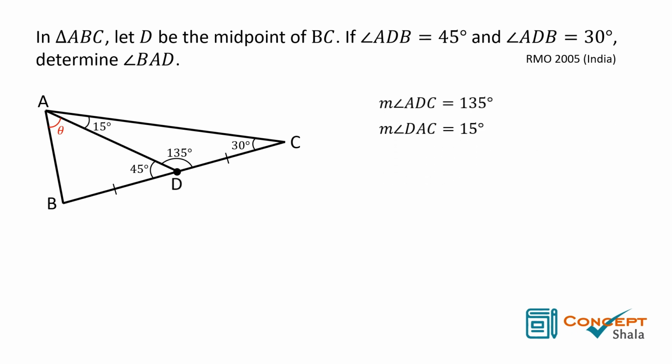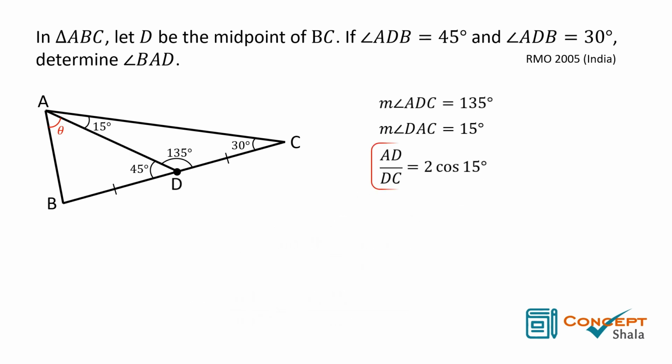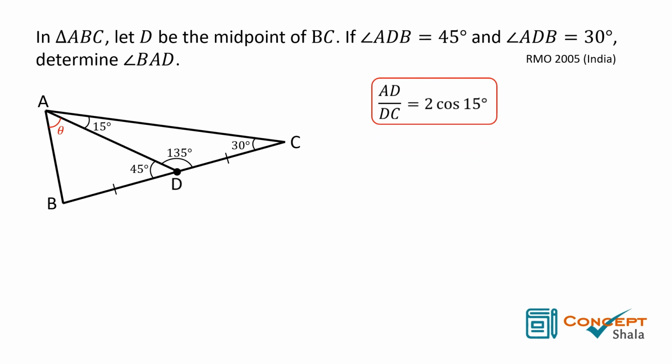Let's maintain focus on triangle ADC and use the sine rule to write sine 30 degrees over AD will be equal to sine 15 degrees over DC. So AD over DC is equal to sine 30 over sine 15, which is equal to 2 sine 15 cos 15 over sine 15, which is equal to 2 cos 15 degrees. We will box this finding and use it later on.